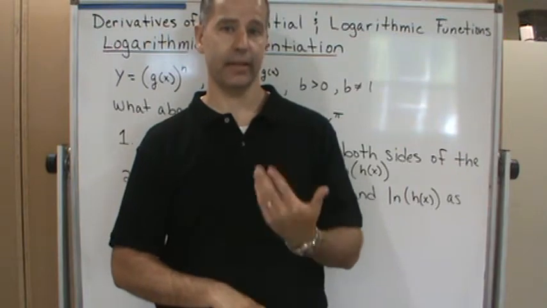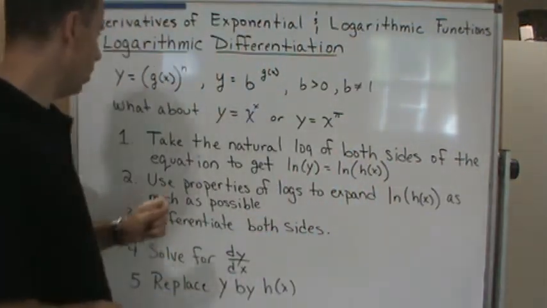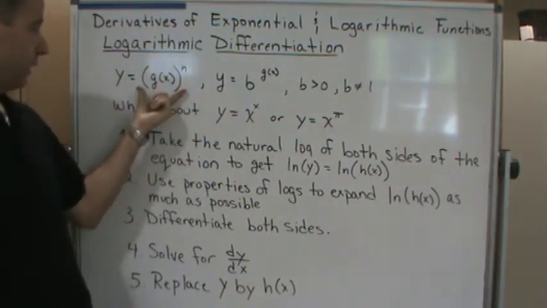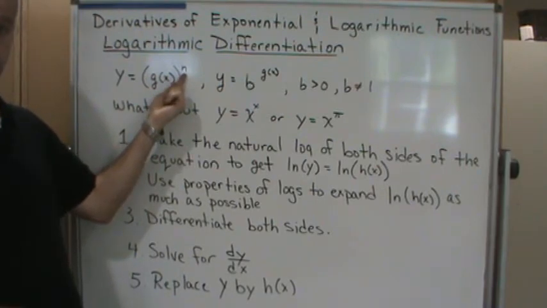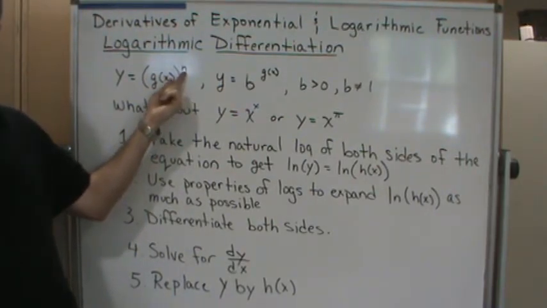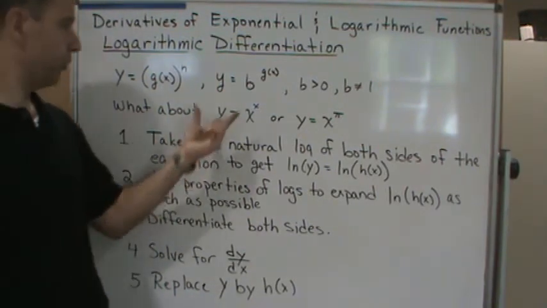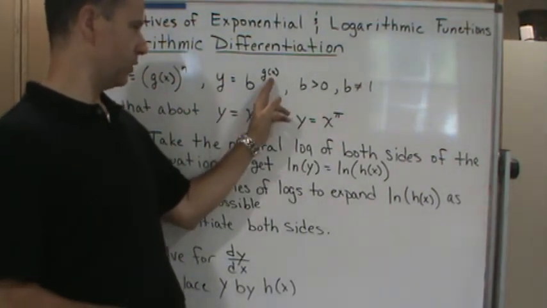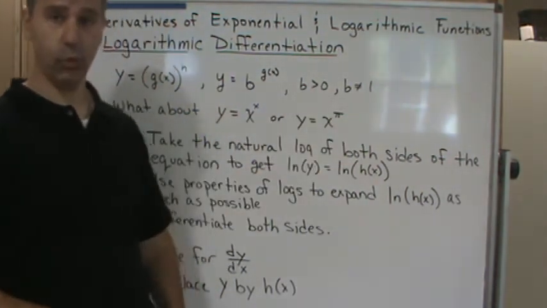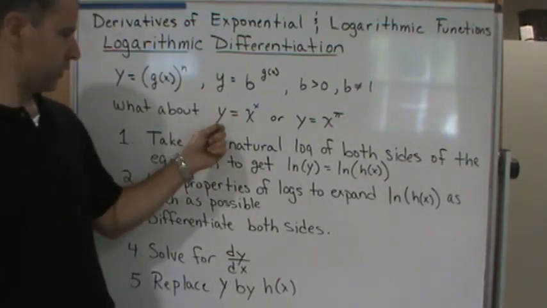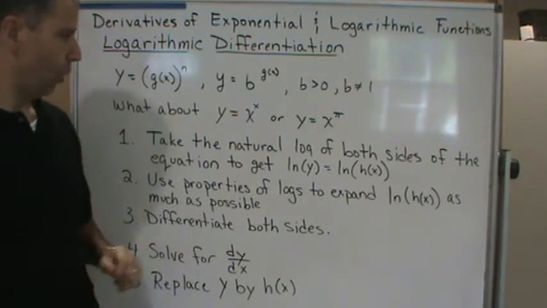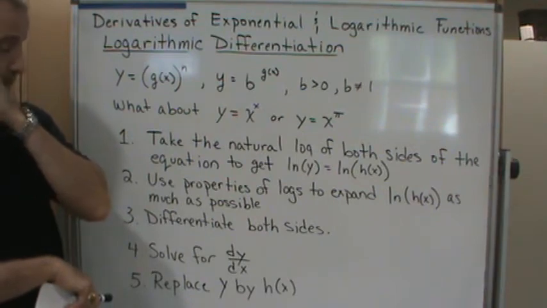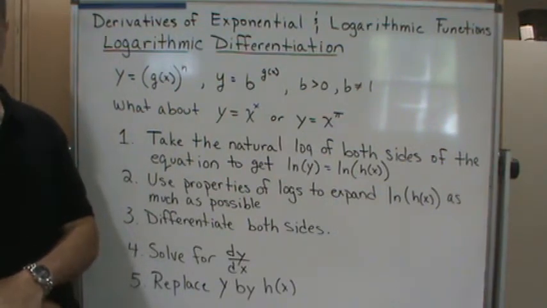This is a common technique because up to this point we know how to take the derivative of a function like this, where we have a function raised to a power for certain values of n, typically integers. And we also know how to take derivatives of exponentials, where we have b to the g of x, where b is greater than 0 and not equal to 1. But what about functions like x to the x, or y equals x to the pi, where the exponent is an irrational number? We don't know how to deal with those.